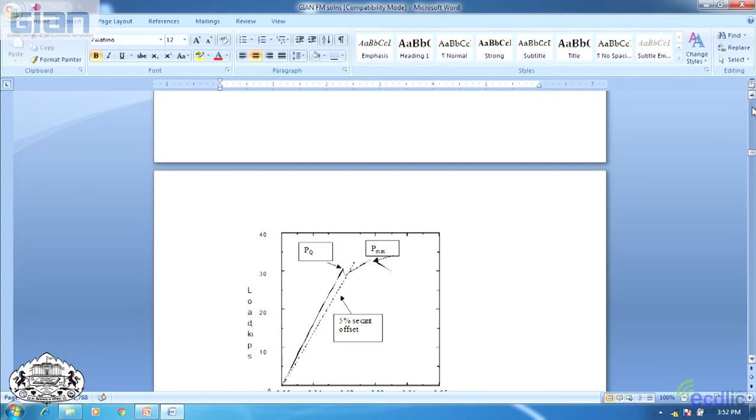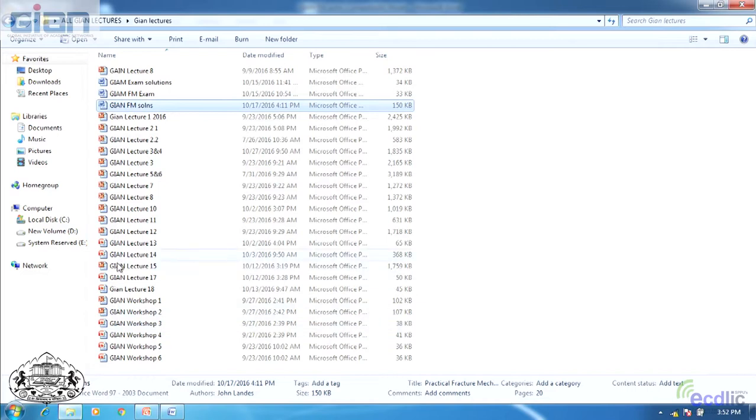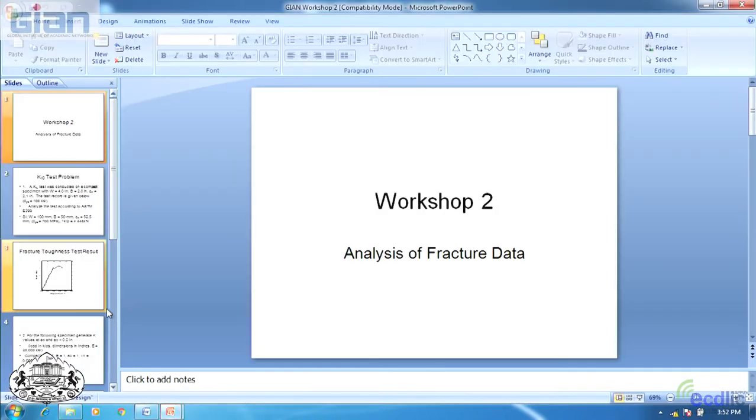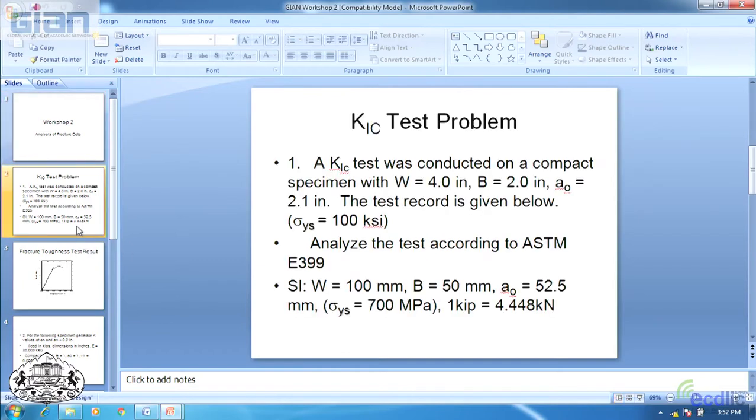This is a little bit jumpy. If I try to scroll gradually, it jumps. So 31 and 33 are those two numbers. 31 is PQ, 33 is Pmax, and you need those values. So again, you have here engineering units or SI units. Take your pick. I'll give you about 10 minutes to work on that.